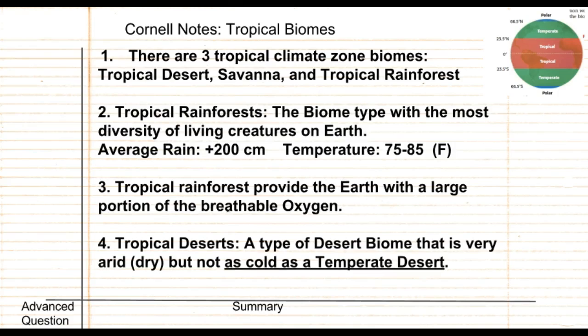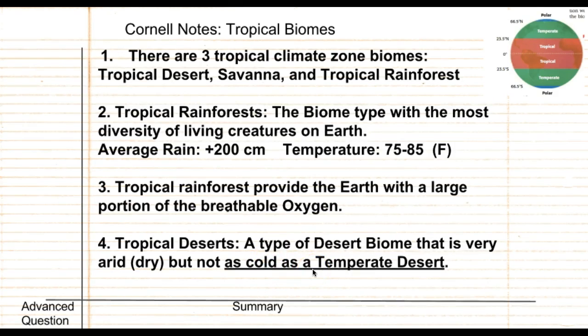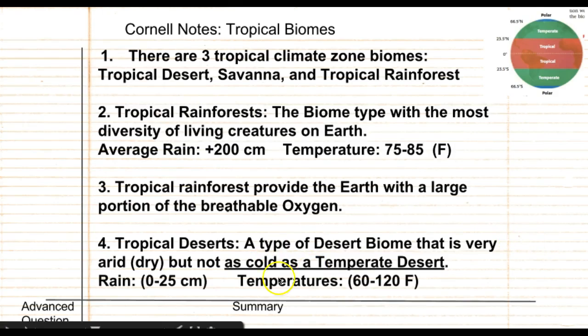Tropical deserts. Tropical deserts are a type of desert biome that is very arid or dry. And you're like, well, what's the difference between a temperate desert that we talked about last time and a tropical one? Well, tropical deserts, because they're in the tropics or in the middle of the earth, are not as cold as temperate deserts. That's the big difference. So you see that they average about 0 to 25 centimeters, which is not much water, not much rain. But the temperatures are a little bit on the warmer side, even in winter. They can get as hot as temperate deserts, but not really as cold.